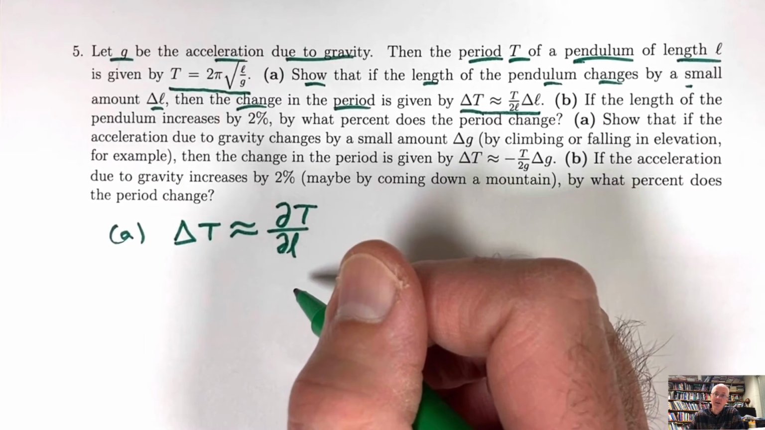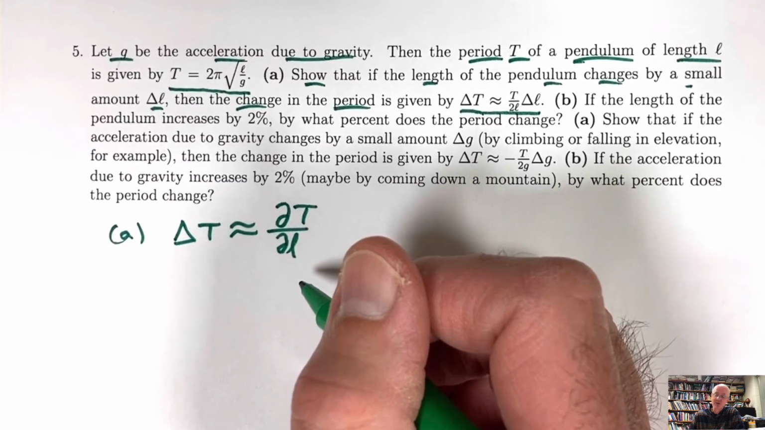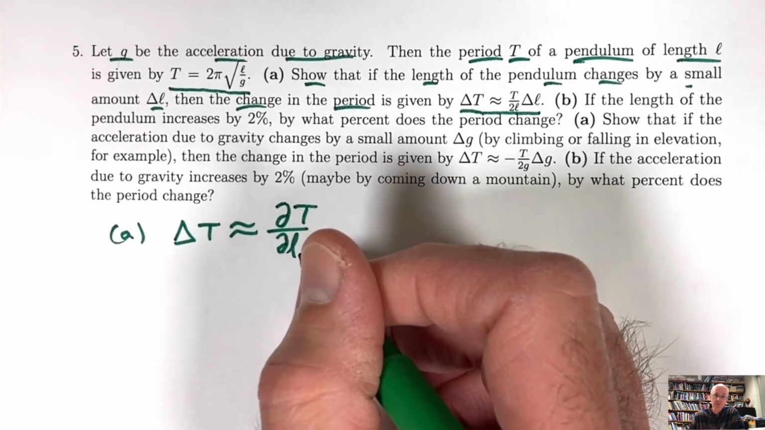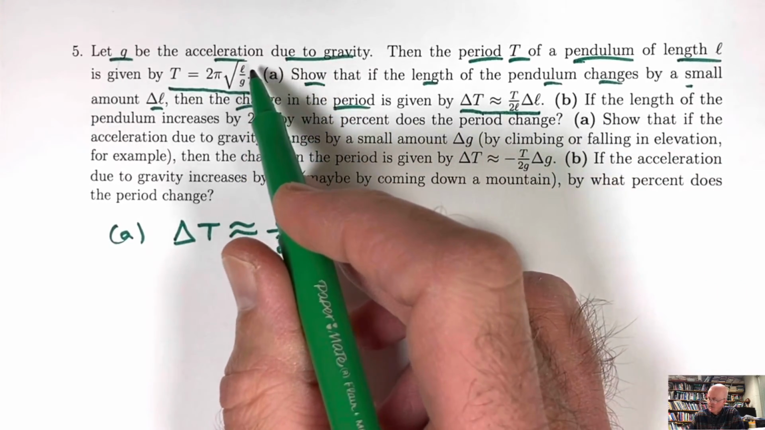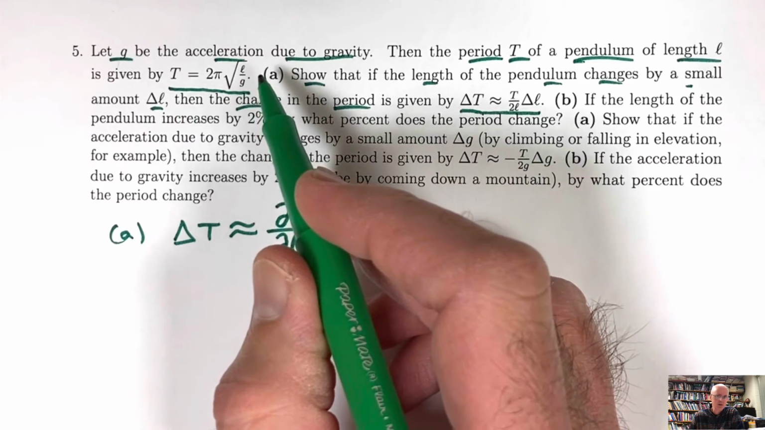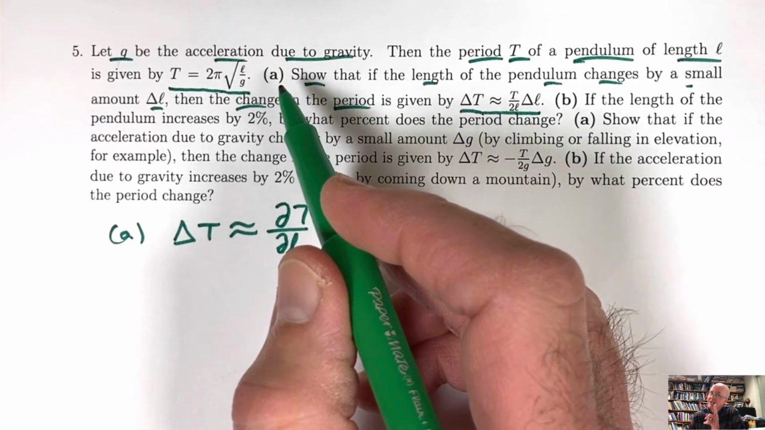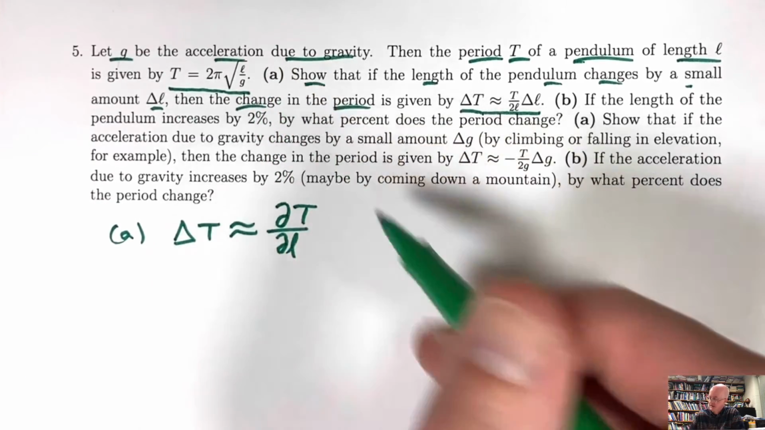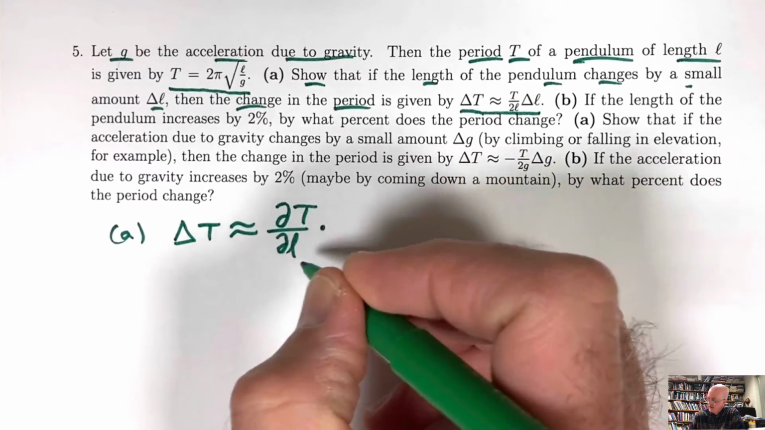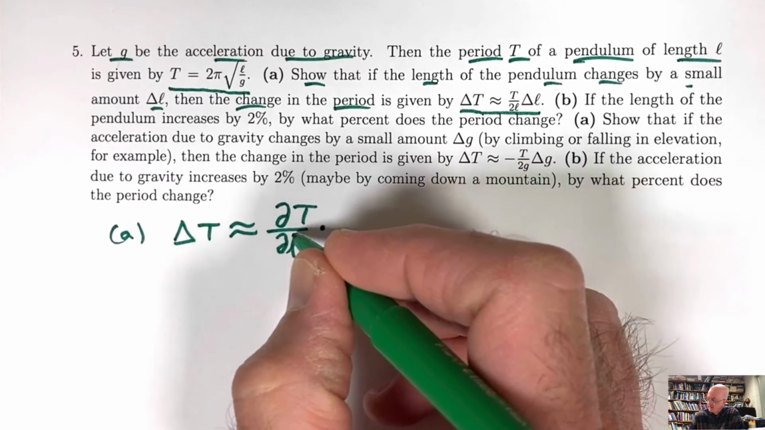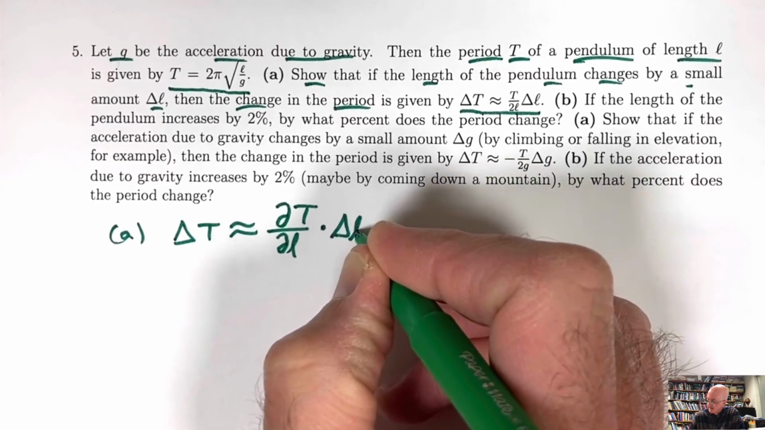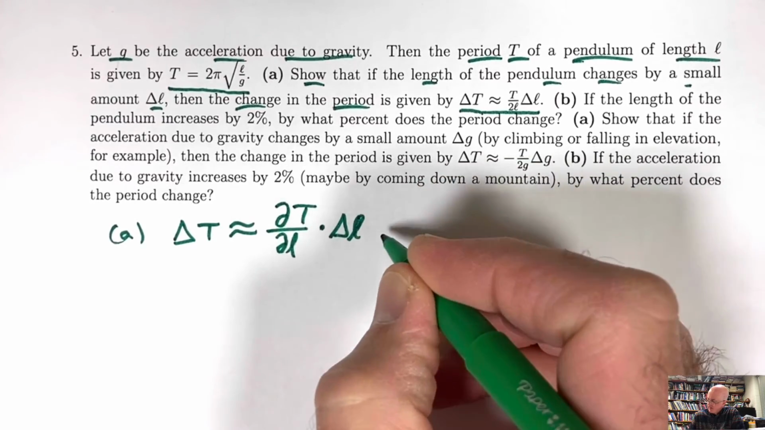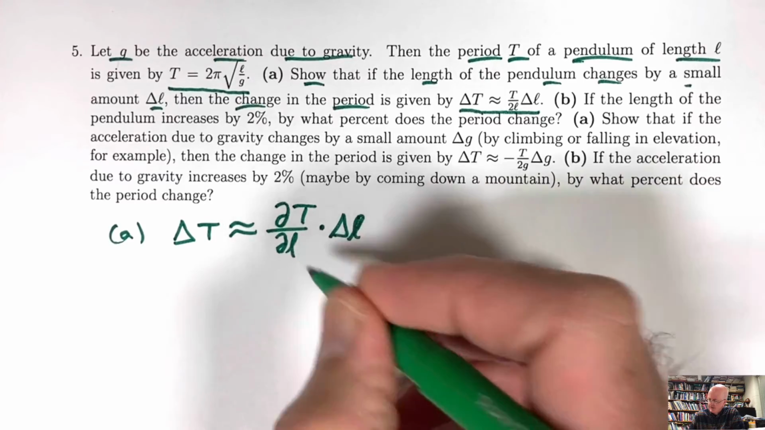Sure, I could, but I'm going to use this to emphasize that it's traditional to use partial derivative notation when you've got 2 variables there. Now, you might be wondering, well, the acceleration due to gravity is not a variable, it's a constant. Actually, it is a variable, as I'll talk about as we go through the problem. But anyway, the change in period is approximately the rate of change of the period with respect to the length times the change in the length. This is an L here. Okay, so I guess I have to find that derivative.